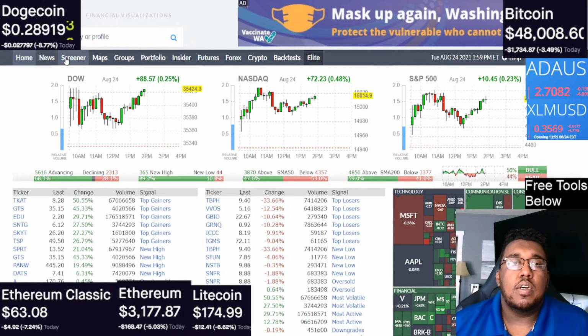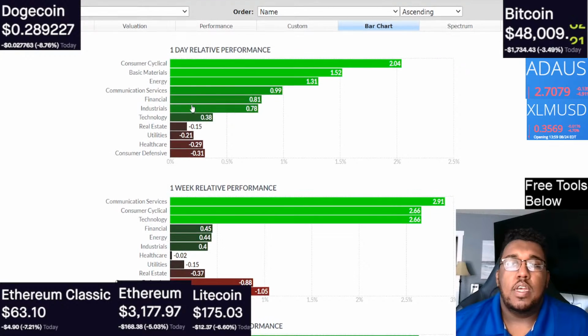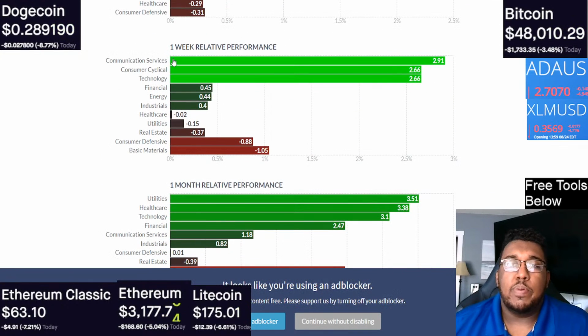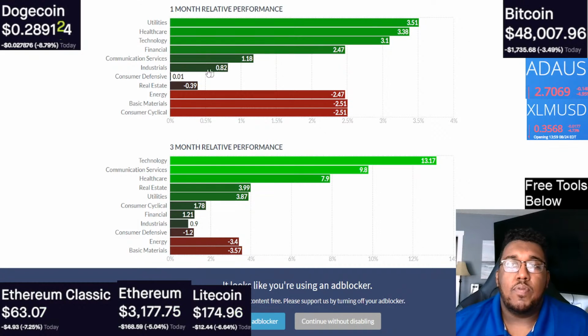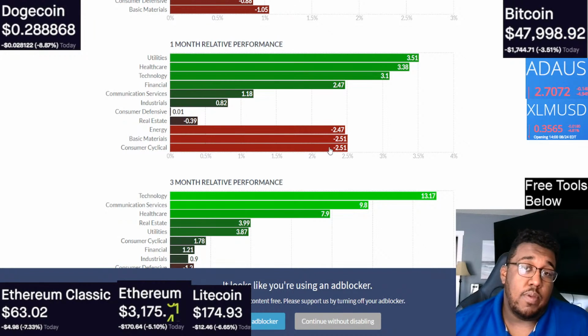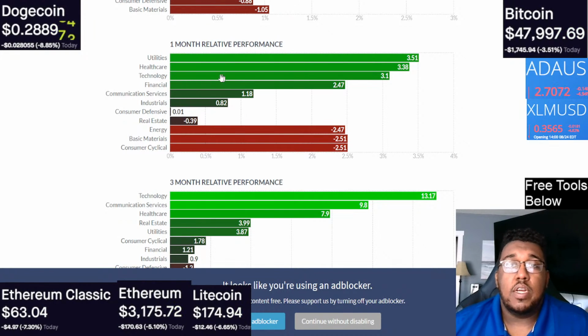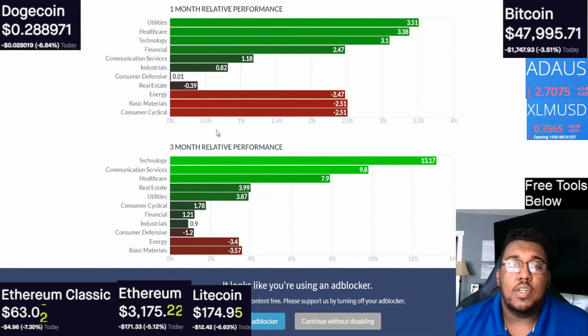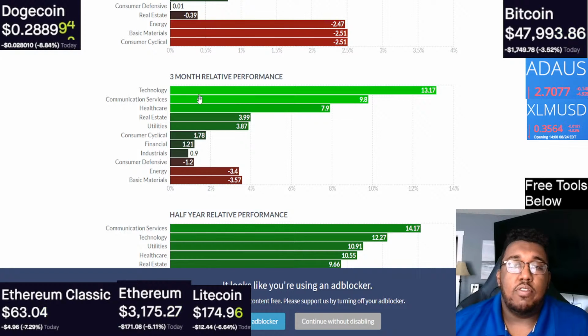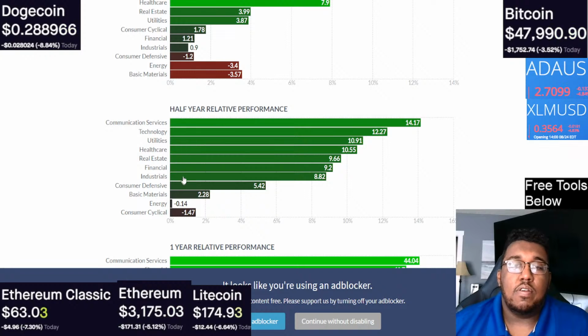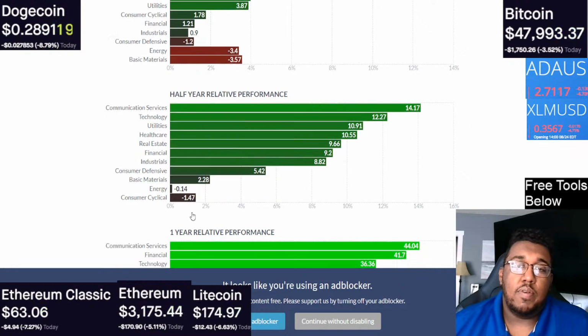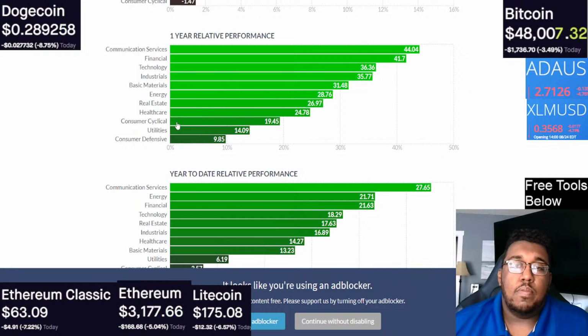You guys can go to the groups right here, and you can see 1 day performance, what's doing well, 1 week performance, what's doing well, 1 month relative performance, what's doing well. Consumer cyclicals, people spending money, is starting to go down a little bit for the month, right? Utilities is going up, healthcare is going up, technology, financials are going up, but everything that usually involves people is not doing so hot. But you can see 3 month, it looks okay, right? 3 month consumer cyclicals up a little bit. Half a year compared to where we were in COVID, it should be up. Oh no, it's down a little bit, right? But 1 year, we're a lot better than where we were last year for COVID, right?